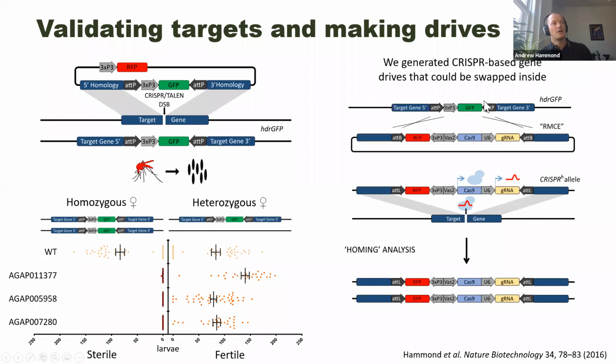To do that, we used a little trick called recombinase-mediated cassette exchange, where you can swap that GFP for the instructions for a gene drive. That's the Cas9 and the guide RNA. The way that we know this trick has worked is that we swap the GFP marker for an RFP marker, so the mosquitoes will convert from being green to being red under a fluorescent microscope.